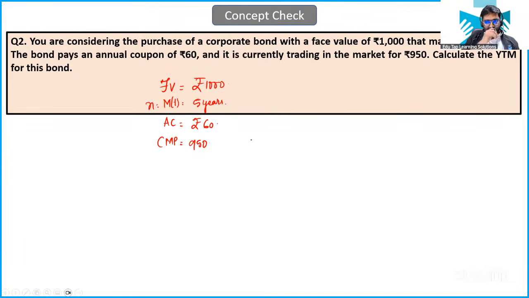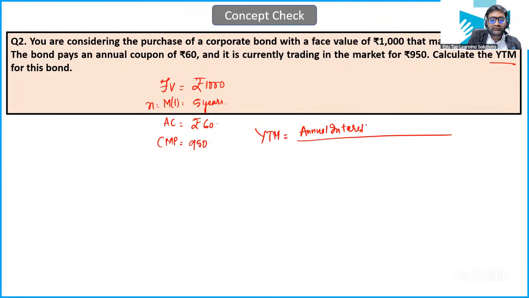How are we going to calculate yield to maturity? Does anyone remember the formula? Yield to maturity is the annual interest, which is the coupon payment that you are getting, plus the final profit that you will be getting, that is the par value minus the current market price, divided by n, the number of years. All of this is divided by the par value plus the current market price, by 2.